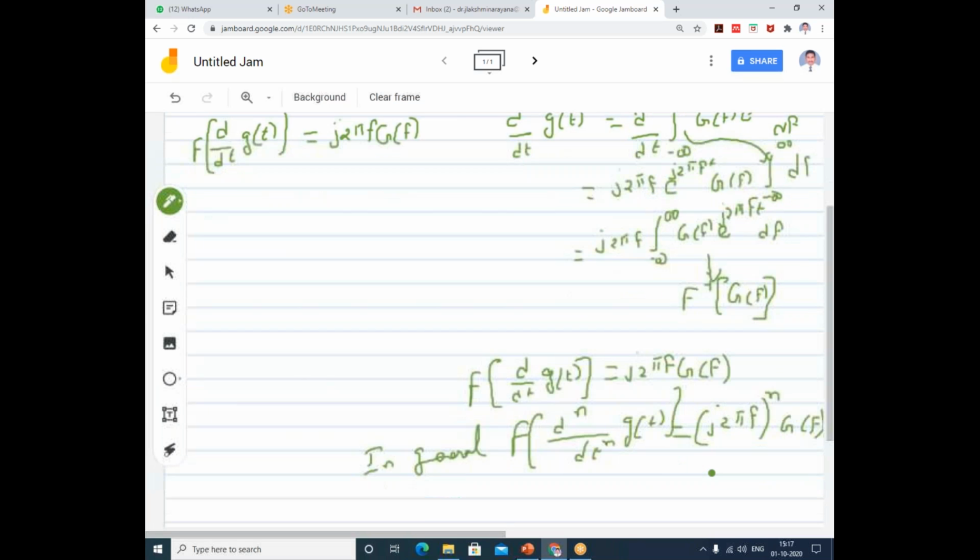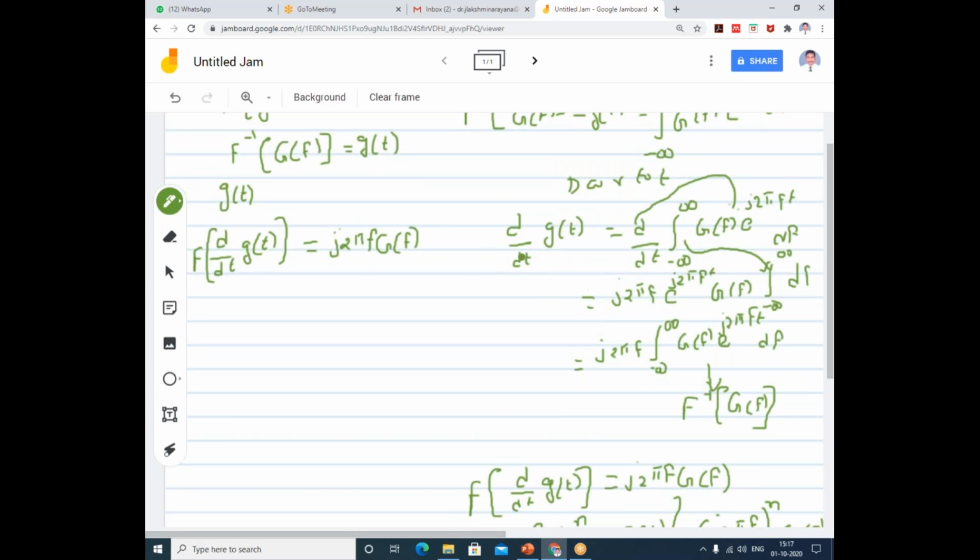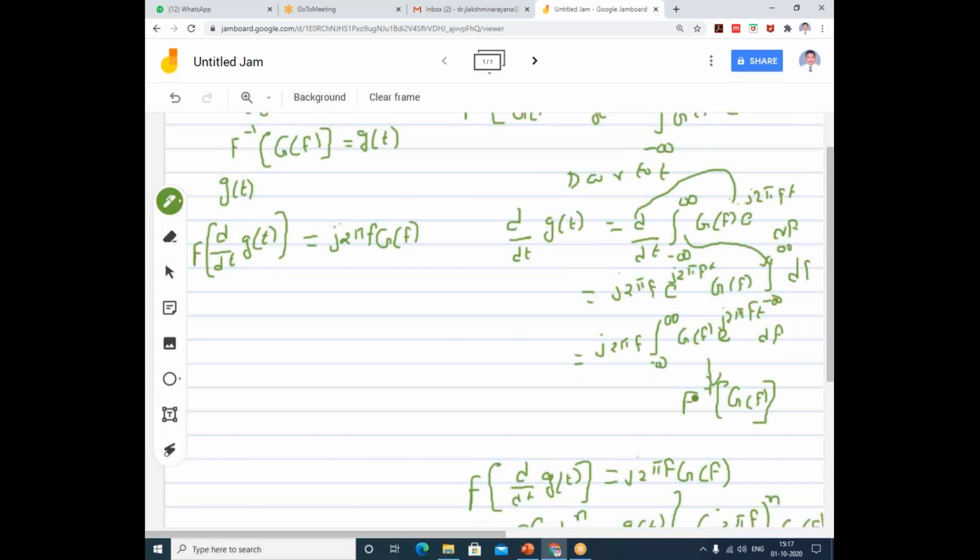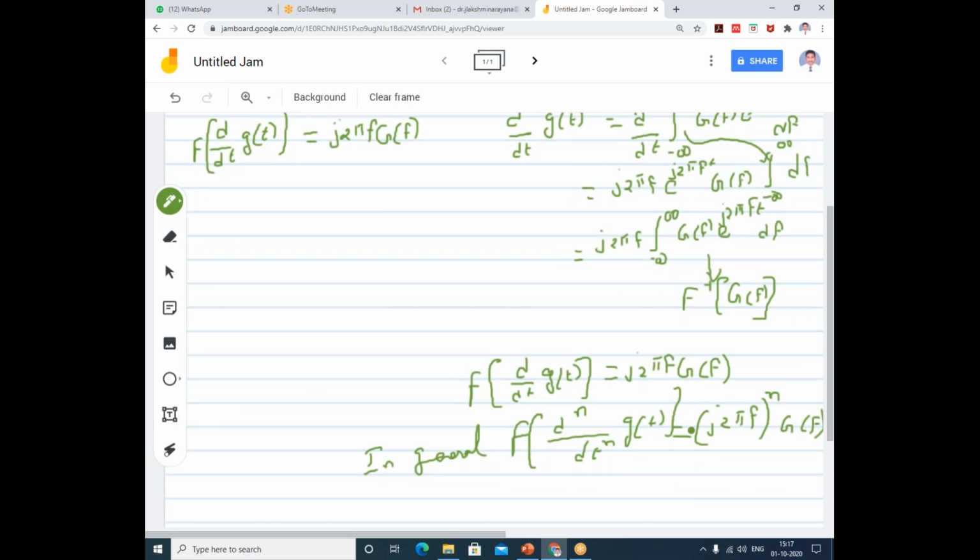Now you may ask how you can prove this. Just observe it. This is the first differentiation. Again, you differentiate this. Then when you differentiate it again, you will get the same term. Again, j 2 pi f will multiply here. So if you differentiate twice, you will get j 2 pi f whole square. Like that, if you differentiate n times, you will get j 2 pi f whole to the power of n. So this is what the differentiation in time domain property is.